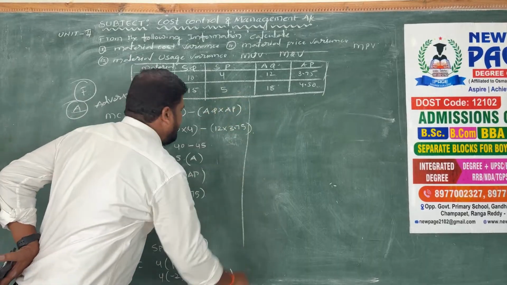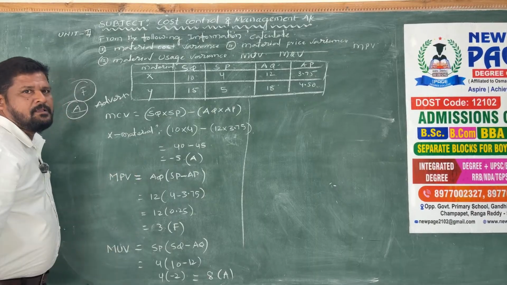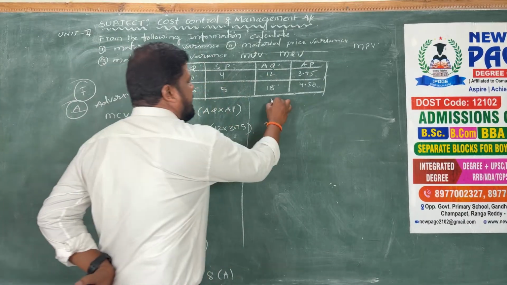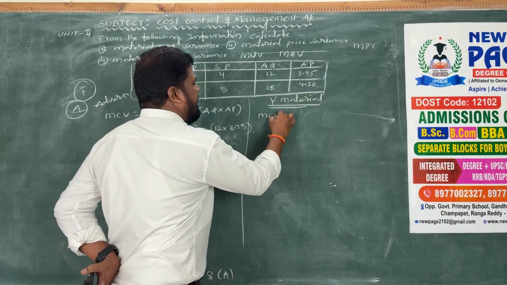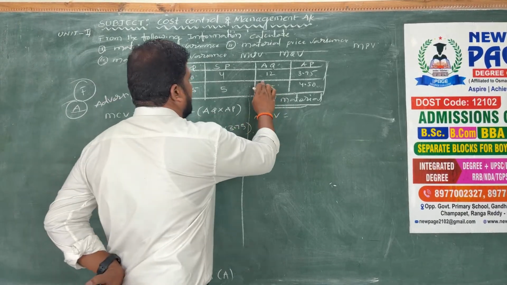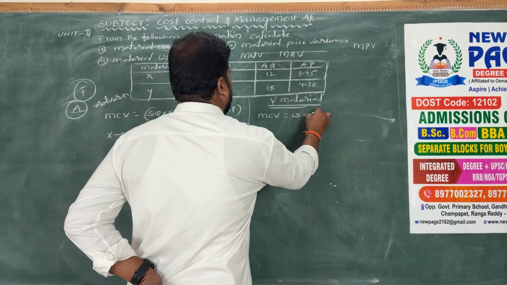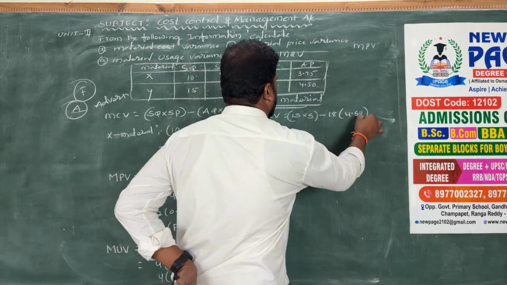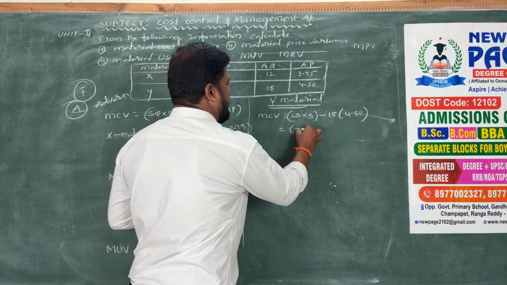So we completed the X material variances: MCV, MPV, MUV. As usual, find out the Y material variances. Y material. MCV, what's the formula? SQ into SP minus AQ into AP. 15 units into 5 rupees minus 18 into 4 rupees 50 paisa. 15 into 5 is 75 rupees.